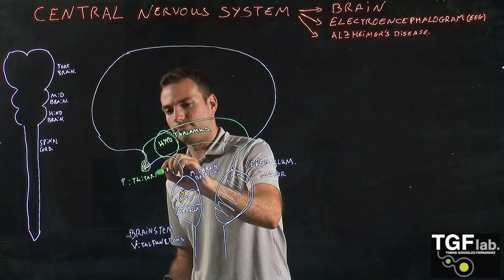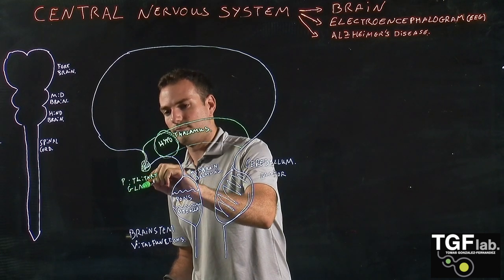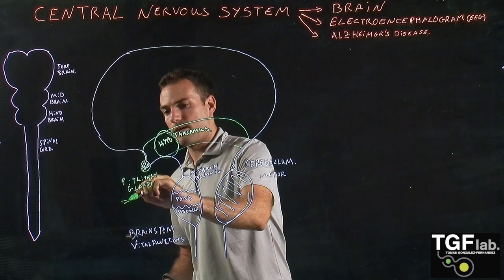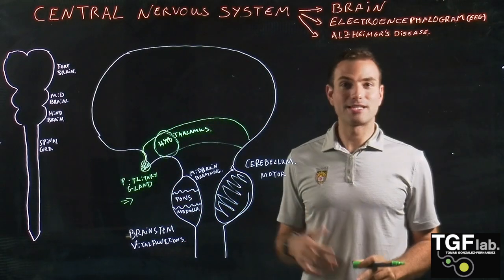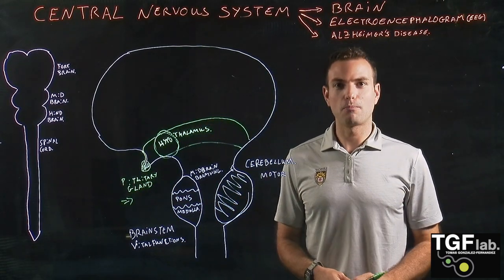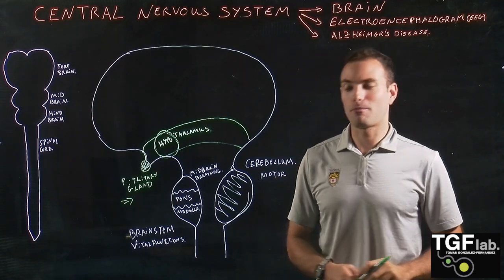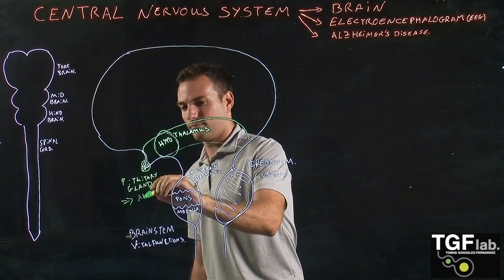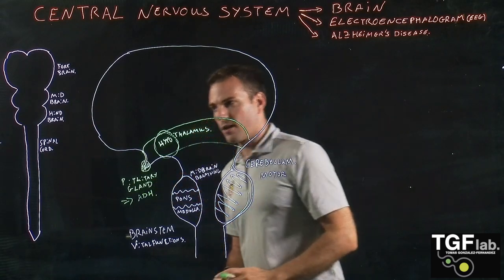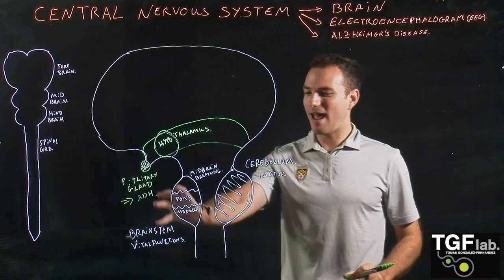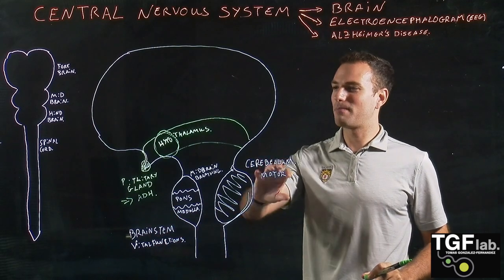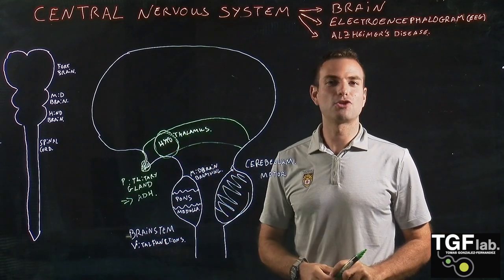Pituitary. So this gland is very important because it's going to regulate the levels of water in our body through the secretion of antidiuretic hormone. Okay, so we have a look at the brainstem, the cerebellum, the thalamus, hypothalamus, and pituitary gland.